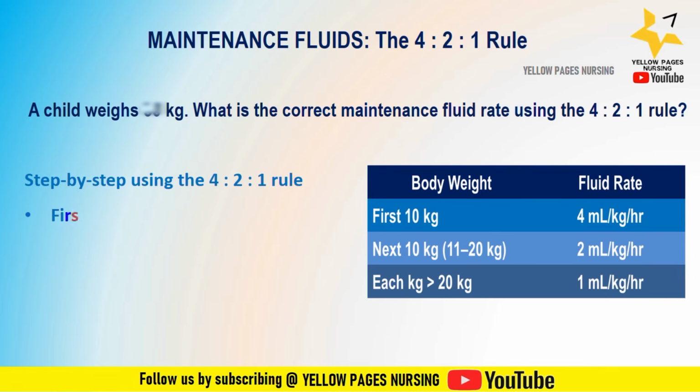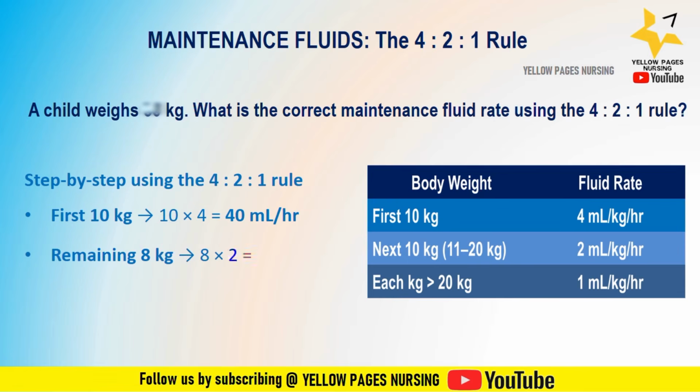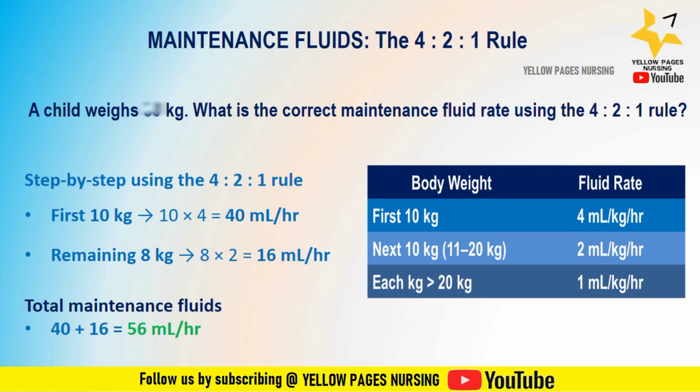For the first 10 kilograms, the fluid rate will be 4 ml per kilogram per hour, and hence we multiply 10 into 4, which gives 40 ml per hour. Then, for the remaining 8 kilograms, based on the rule, the fluid rate will be 2 ml per kg per hour, and hence we multiply 8 into 2, which gives 16 ml per hour. And hence, the total maintenance fluid will be 40 plus 16, which gives 56 ml per hour.